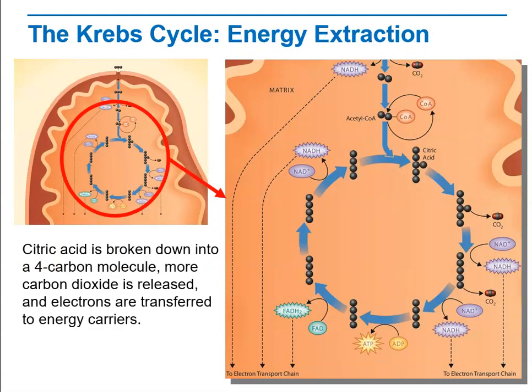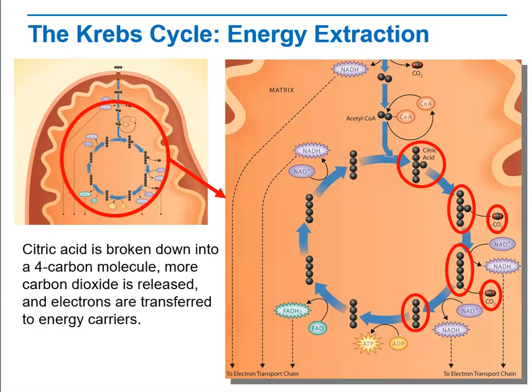Focus on the 6 carbon atoms in citric acid and follow them through the cycle. First, 1 carbon molecule is removed, and then another. Where do these carbon molecules go? They are released as 2 molecules of carbon dioxide. This leaves a 4-carbon molecule.